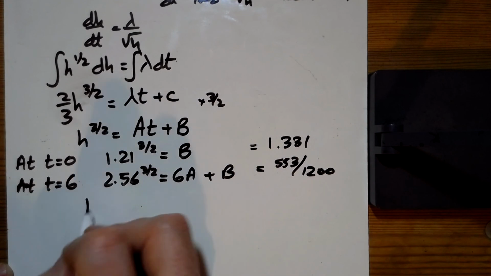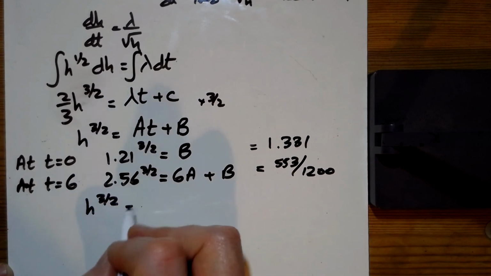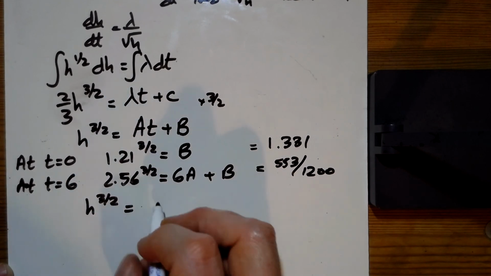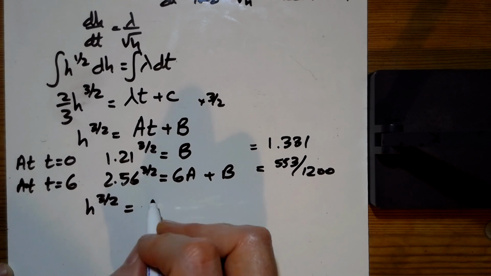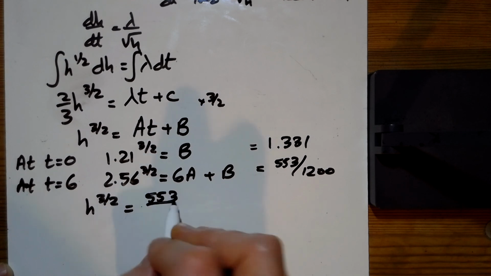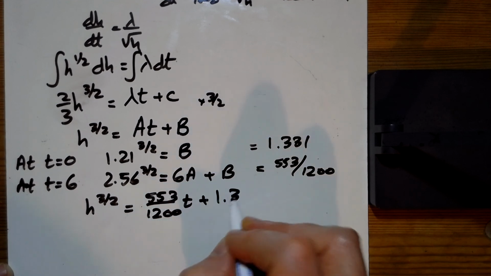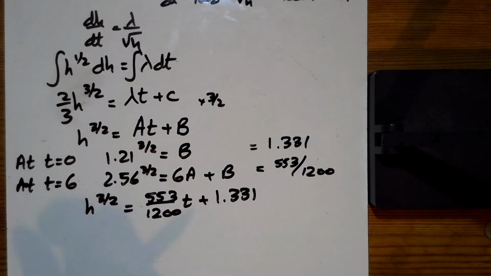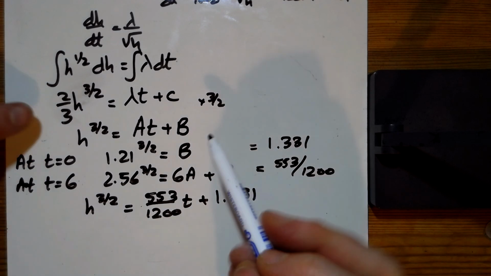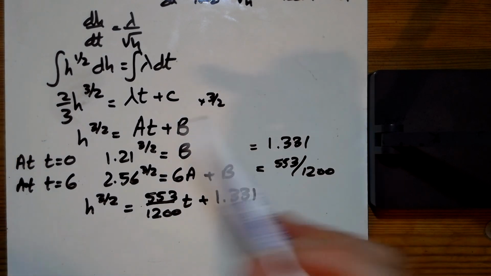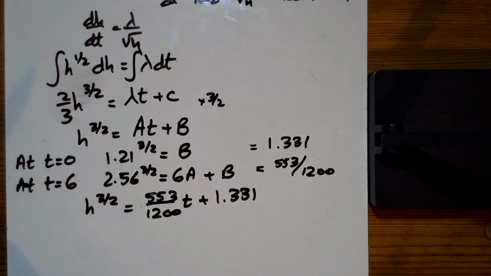And so my final answer for this part is h to the power of 3 over 2 equals 553 over 1200 t plus 1.331. Now, if I didn't multiply by that number there, we just get the constants, and we've then got to multiply them by 3 over 2 as well, so it's just an extra step, but not a lot of work to do there.